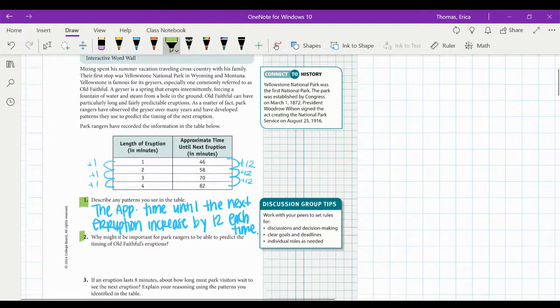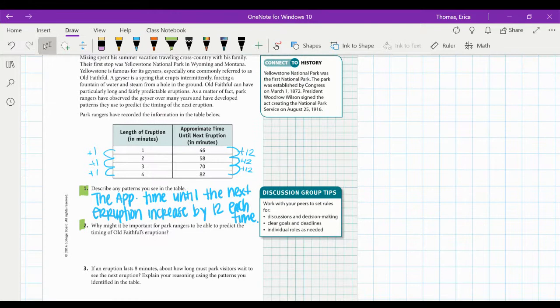Number 2, why might it be important for park rangers to be able to predict the timing of Old Faithful's eruptions? So this is a real world scenario. These park rangers may want to know the timing because they want to control the crowd. They want to keep people safe. So crowd control or safety. There may be some other reasons that you may think of.